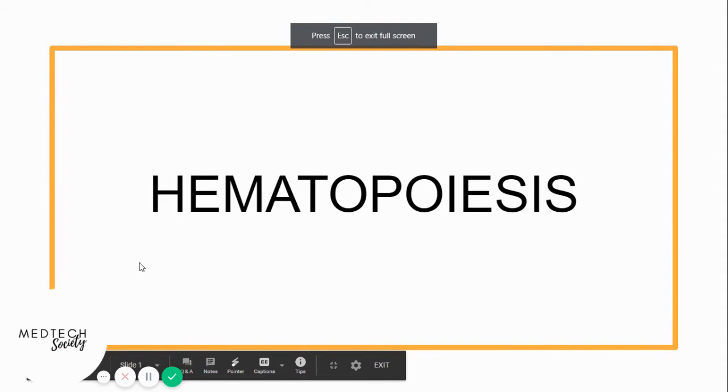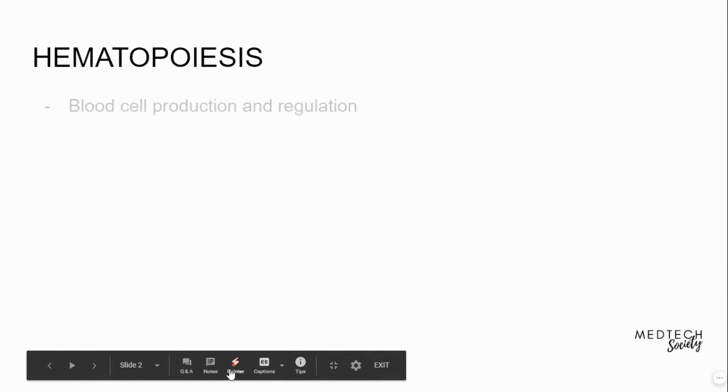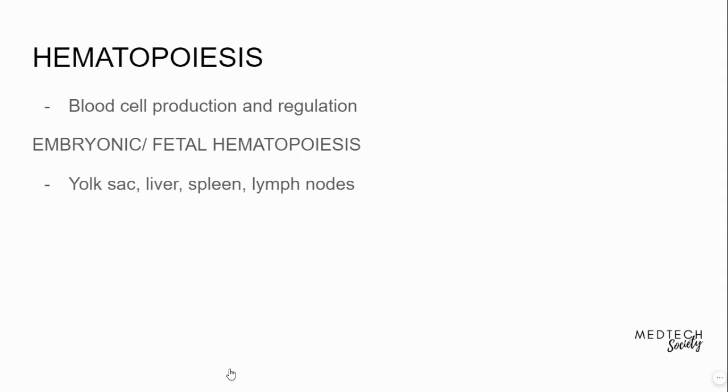Okay, hi guys. So today we are going to talk about hematopoiesis. Hematopoiesis is the process of blood cell production and regulation. So, sa embryonic and sa fetal, hematopoiesis occurs in the yolk sac, liver, spleen, and lymph nodes. Sa embryo, when the organs are not yet fully developed, it occurs in the yolk sac.